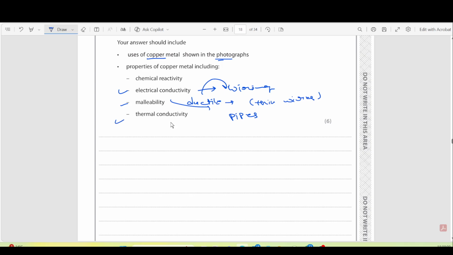And thermal conductivity, because copper is an excellent conductor of heat, which makes it perfect for cookware. Heat spreads quickly and evenly across the base of the pan, which ensures food cooks efficiently.